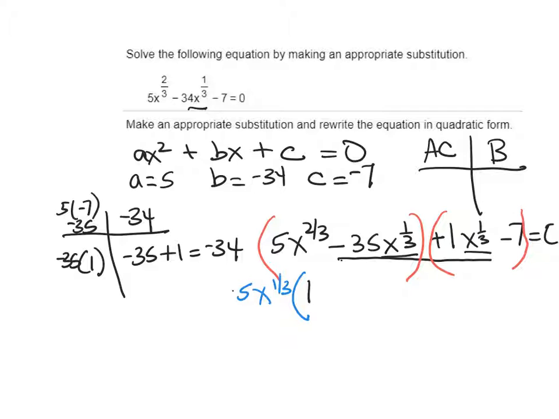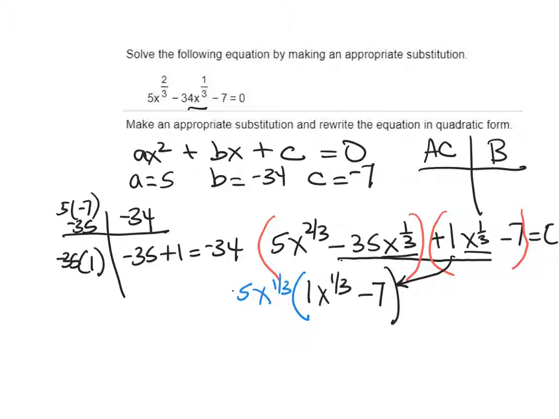X to the 2/3 power divided by x to the 1/3 power. When you have the same base, you subtract the exponent. So 2/3 minus 1/3 is x to the 1/3 power. Negative 35 divided by 5 is negative 7. And then x to the 1/3 power divided by x to the 1/3 power cancel each other out, and you have just negative 7. So over here on this second set of parentheses, these really don't have anything in common. And the other thing you already notice is this parenthesis here matches this parenthesis here, which is what you want.